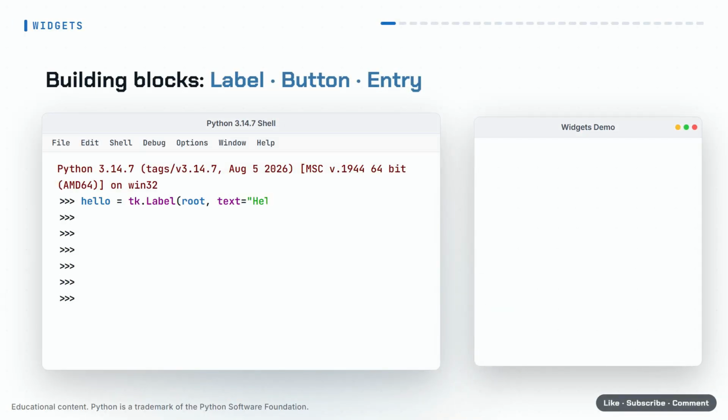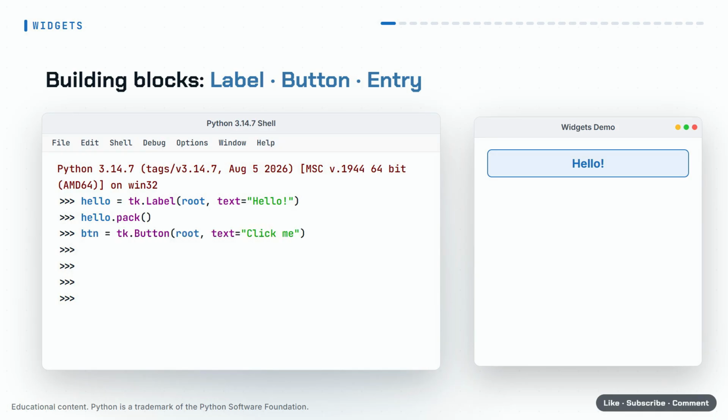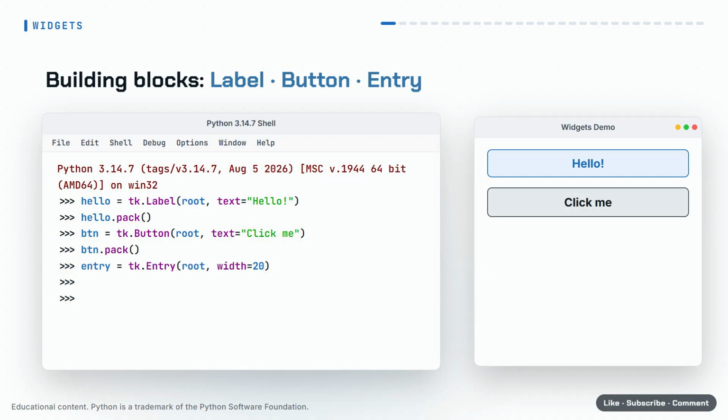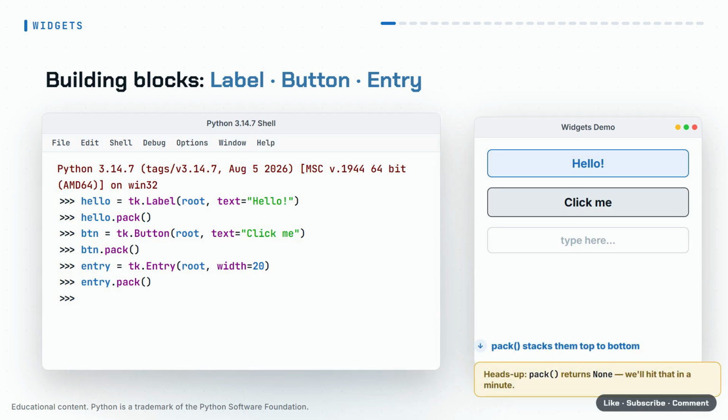Now the building blocks: widgets. A label shows text, a button is something you click, and an entry is a one-line input box. Every widget needs a geometry manager, or it will not appear. Pack stacks them top to bottom. Watch the demo window fill up. And a heads up: pack returns None. We will hit that in a minute.